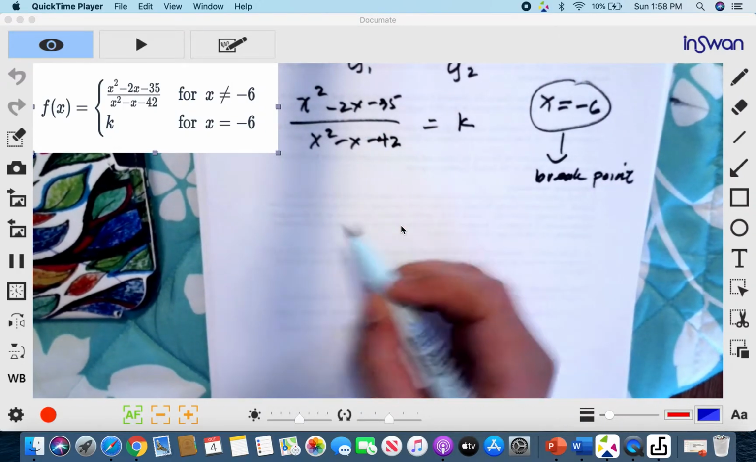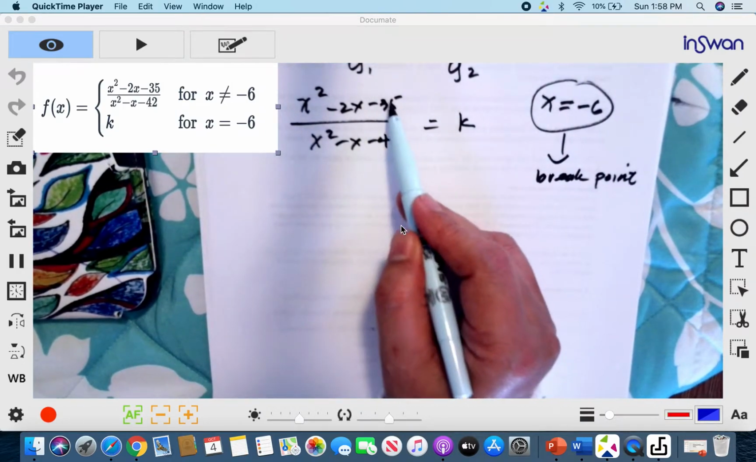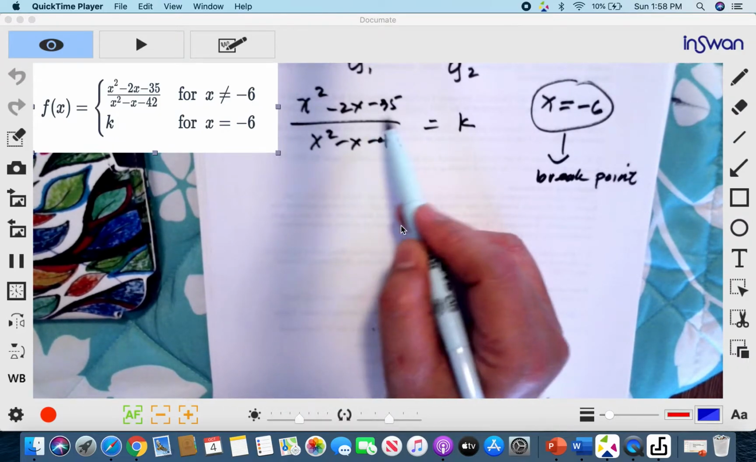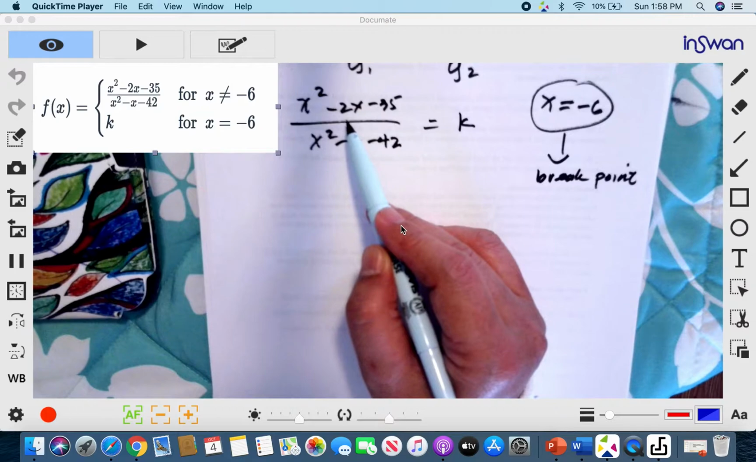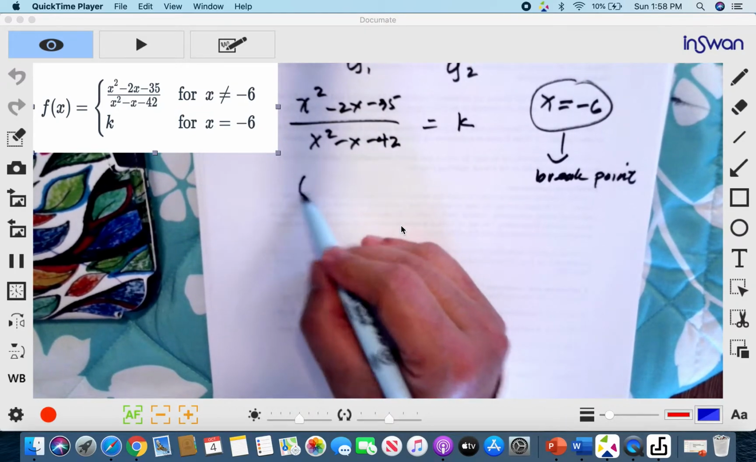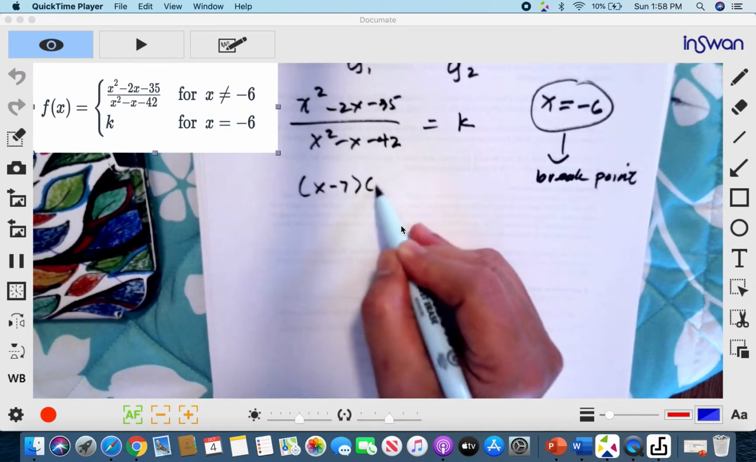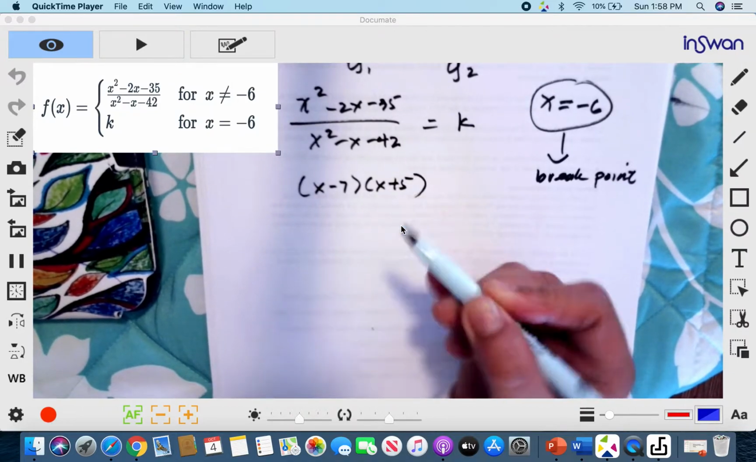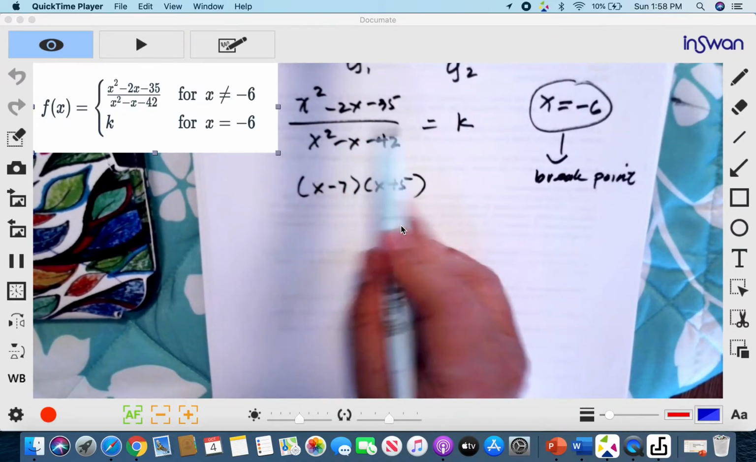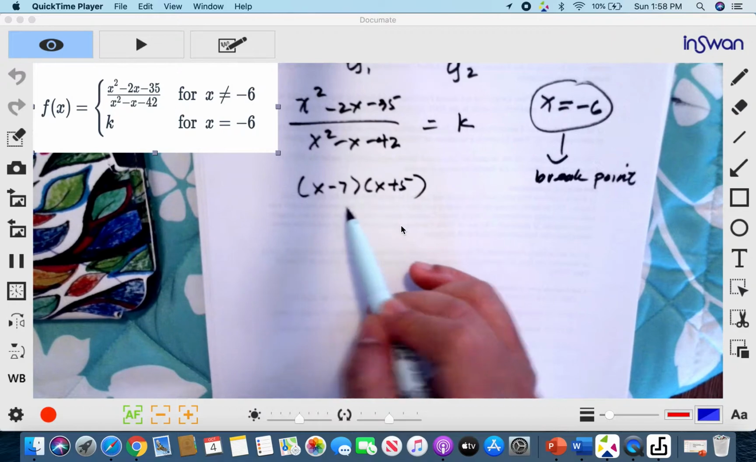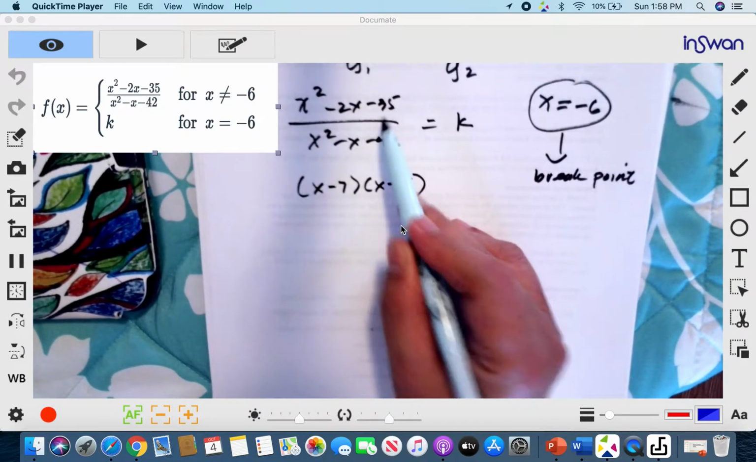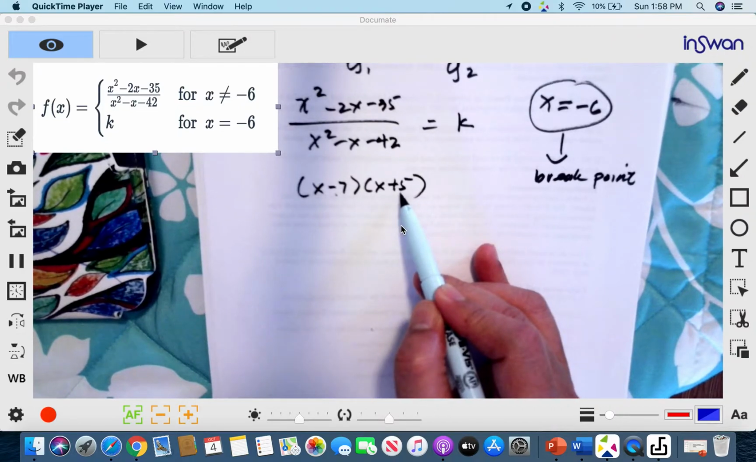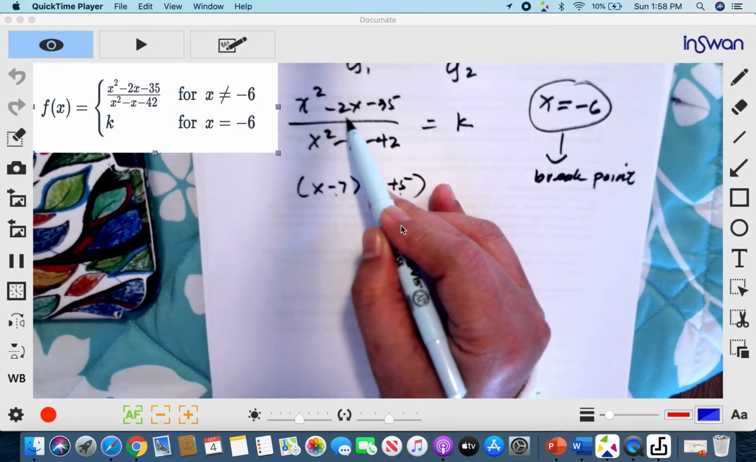Now we can simplify this function. As you can see, we will find factors of -35 that gives us a sum of -2. And that would be -7 and +5. And so the factors of x squared minus 2x minus 35 are this. So you see -7 times 5 is -35 and -7 plus 5 is -2.